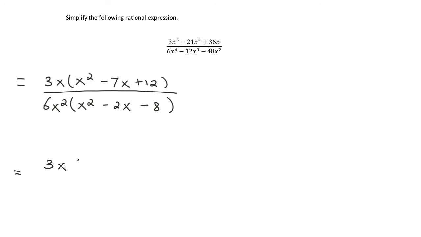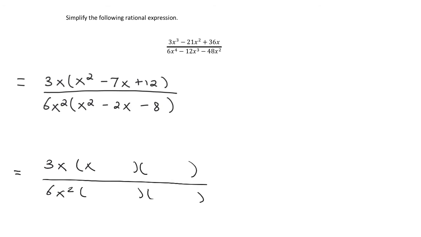I have 3x. I want to try to factor the numerator. I have my 6x squared. I'm guessing I can factor the denominator. Starting with the numerator, I have to have an x and an x. I need two numbers that multiply to a positive 12, yet add to a negative 7. That's got to be negative 3 and negative 4. The product is positive 12. The sum is negative 7, so that's good.